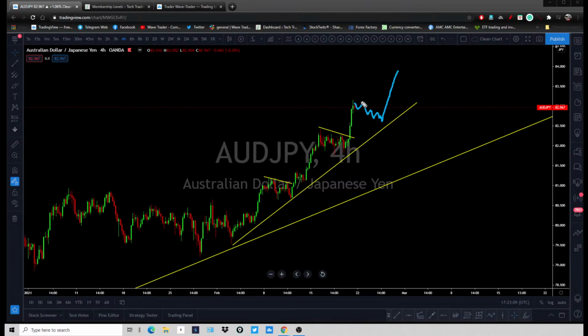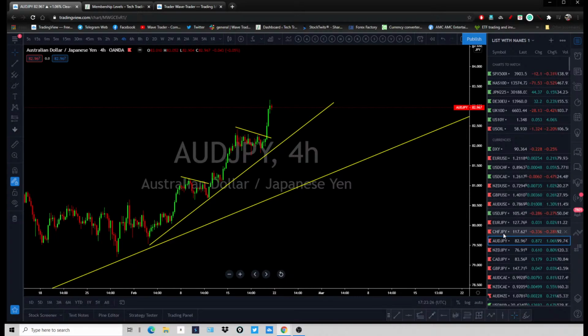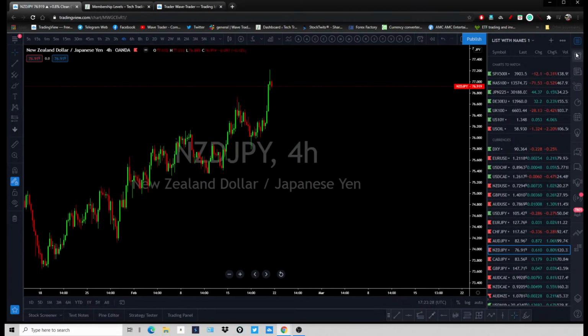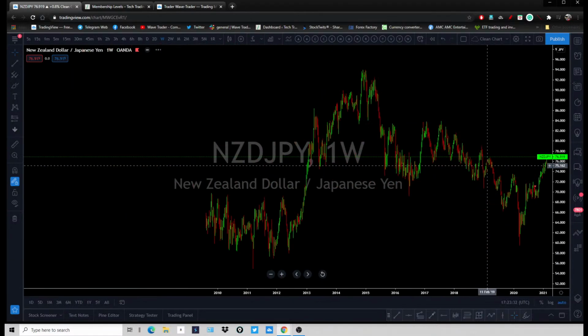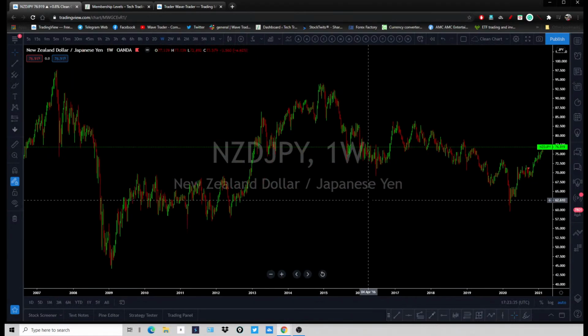Once you see the sharp sell-off coming, then start selling it. Otherwise, wait and just trade with the trend for short term. So that's the Aussie yen, and Kiwi yen is also the same chart. The Kiwi yen weekly time frame chart is also reversing from the bottom for the longer term, and still in a bullish trend.